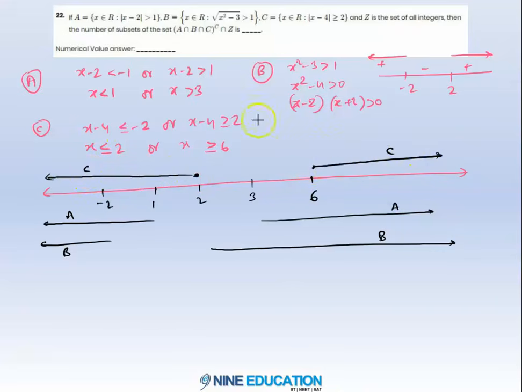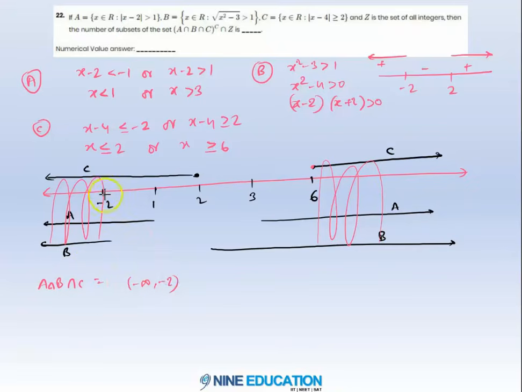This is C answer. So if we search for the common portion, this is the common till minus 2, and then we have common after 6, right? Now from this common portion, if I write A intersection B intersection C, it will be minus infinity to minus 2.